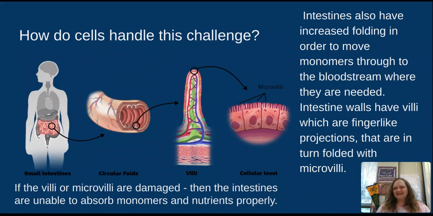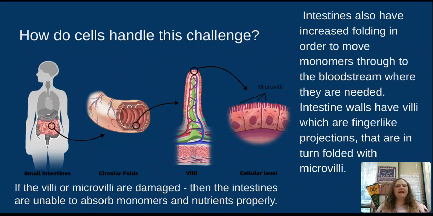Another way that organisms handle this challenge is the use of intestines. So intestines are pretty important. We actually use them to digest our food. We use intestines to pull monomers out as well as nutrients to move them into the bloodstream where they're needed so that we can get access to all of that energy.